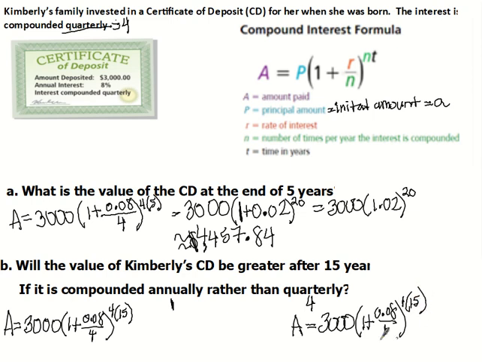All right, I want you to try to do these in your calculator like we did for A, and see if you can get the answers to these and see what you got. I'm actually going to leave this one blank, and I want you to answer both of these and then tell me, will the value of the CD be greater after 15 years if it was compounded annually instead of quarterly? So I set them up for you. You're just going to finish them.